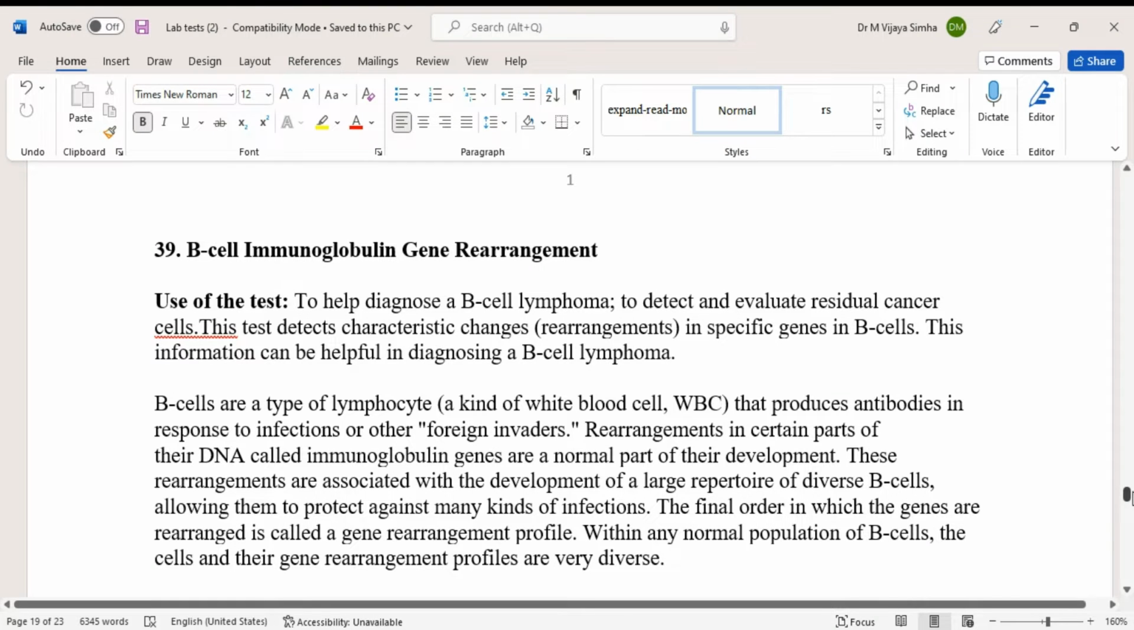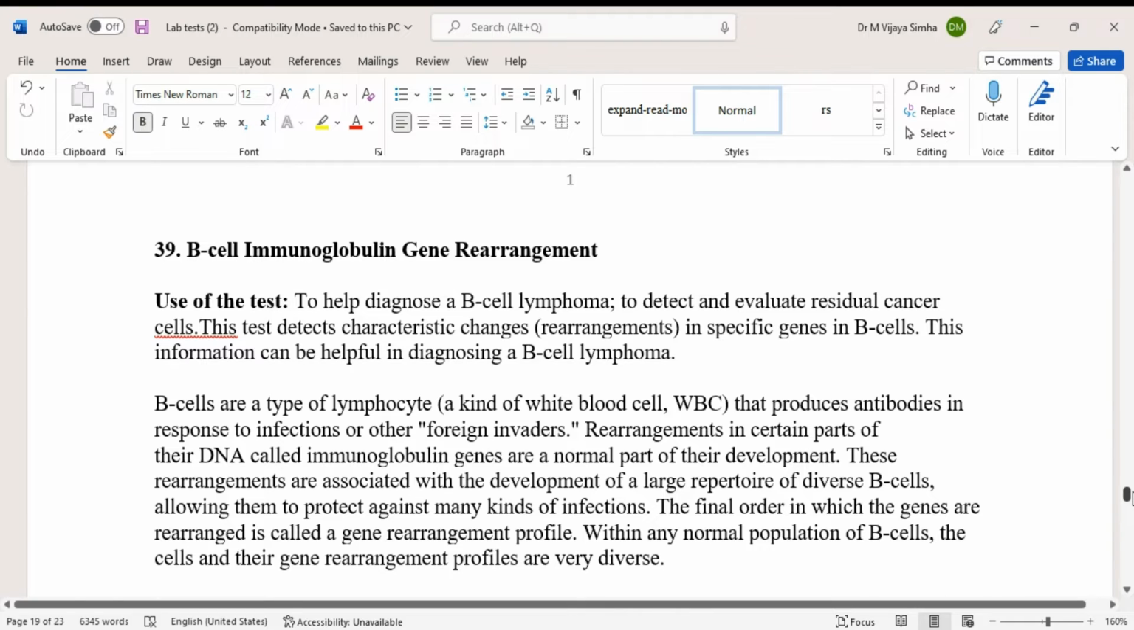Hello guys, today we are going to discuss a B cell immunoglobulin gene rearrangement test. It's a molecular test. So, what is the use of the test? It is done in order to diagnose B cell lymphoma, a type of cancer, and to detect and evaluate residual cancer cells. This test detects characteristic changes, rearrangements, in specific genes in B cells.